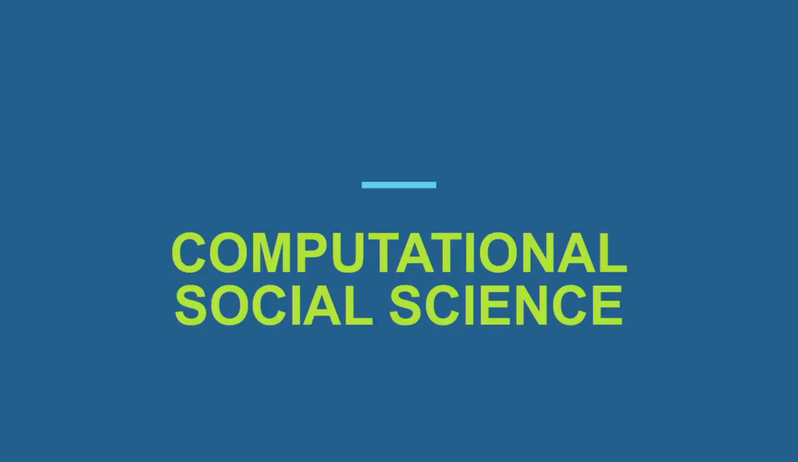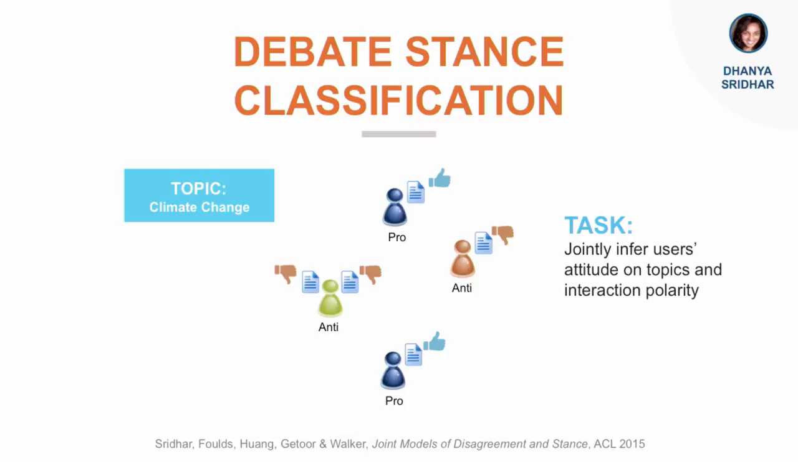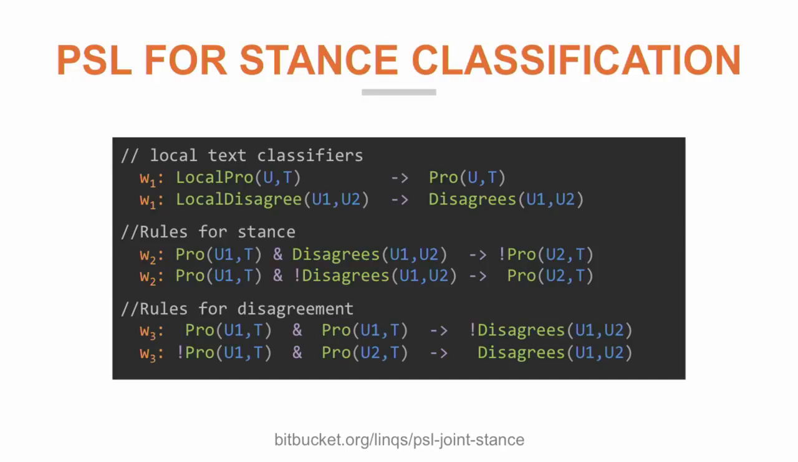And the first setting that I want to go over is some work by my senior PhD student, Danya Sridhar, where we were looking at stance classification in online debates. And here we have a topic, climate change, related to the first invited talk. We have these people that are posting on it, and we can use information in the text to figure out, are they pro or anti the topic. But we can also use information about the dialogue and the discourse. So people are agreeing with each other, they're disagreeing with each other. And the cool thing is we can encode this as a PSL model in a really simple way.